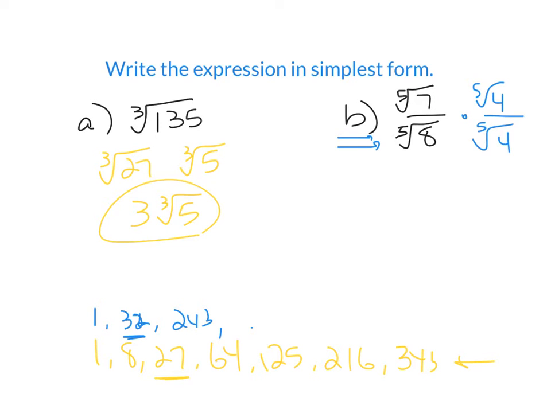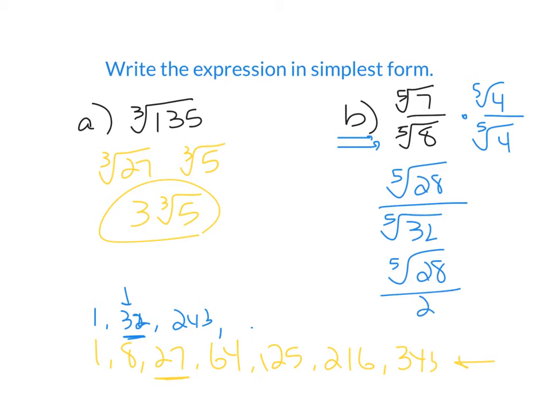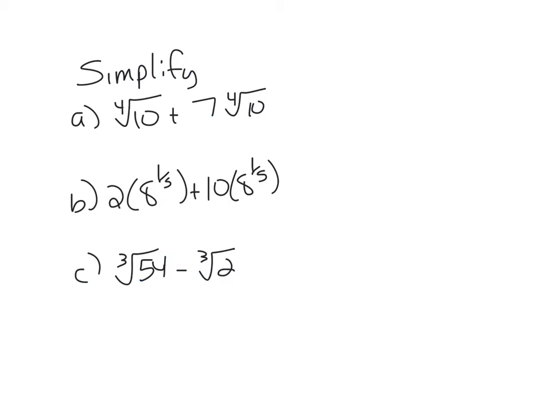Because what that will give me, my numerator gives me fifth root of 28, that is what it is. But my denominator gives me fifth root of 32, which is that number, and 32 has a fifth root, which is 2. So I'm going to end up with the fifth root of 28 over 2. You cannot leave a radical in your denominator, so you've got to find something that the number in your denominator goes into so that you can get rid of your radical.